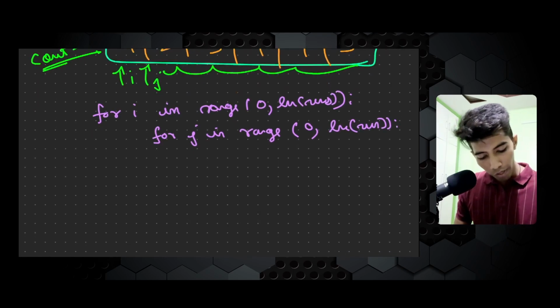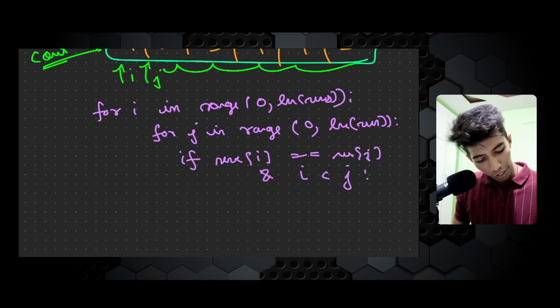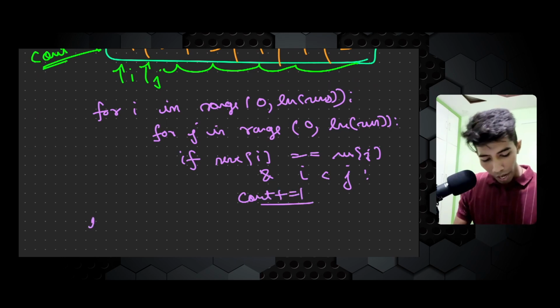What will we be doing? We will be comparing two particular conditions: if nums of i is equal to nums of j, and i is lesser than j, then what do I have to do? I just have to increment my count, because I am getting a good pair. So I am incrementing the count, and at the end I will be returning the count.